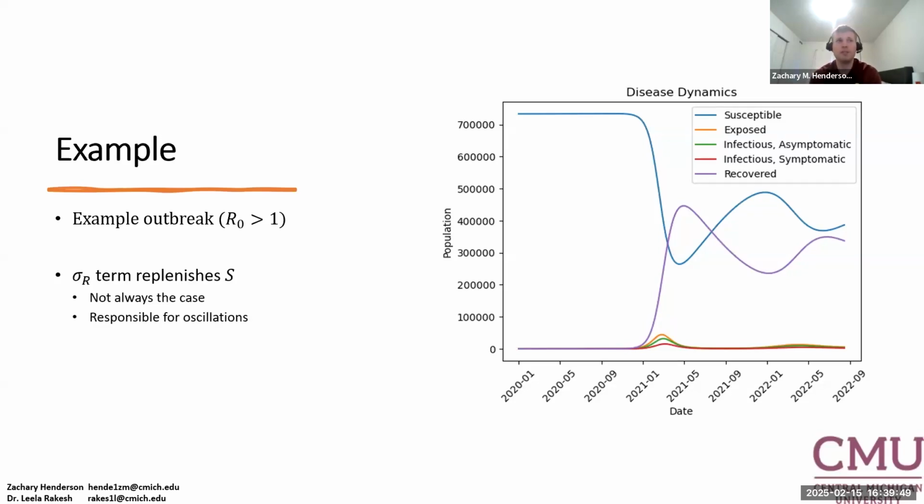The other thing is that the sigma R term replenishes S. If you've seen different SIR models before, compartmental models, oftentimes they're going to converge to a solution, but here we see we're getting this oscillatory behavior, and the oscillatory behavior comes from this sigma R term, which is going to move people from the recovered back to the susceptible category.